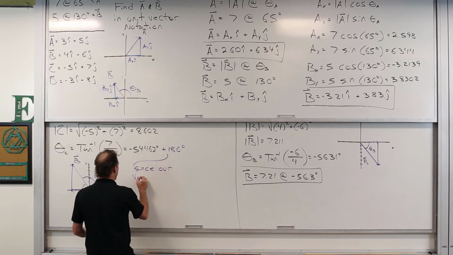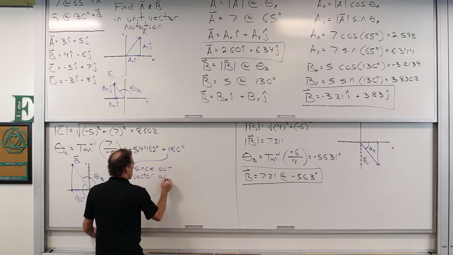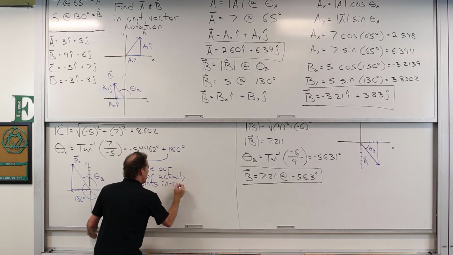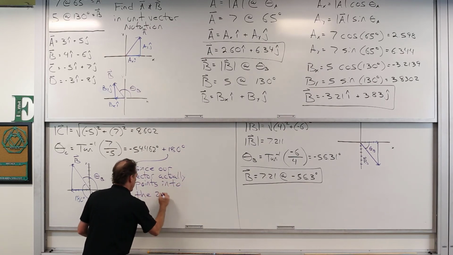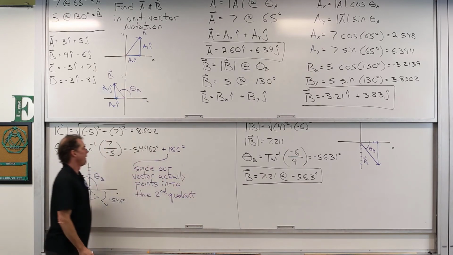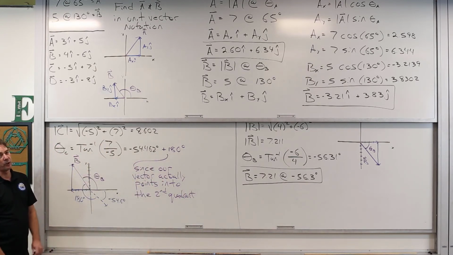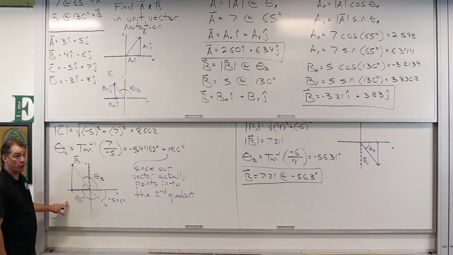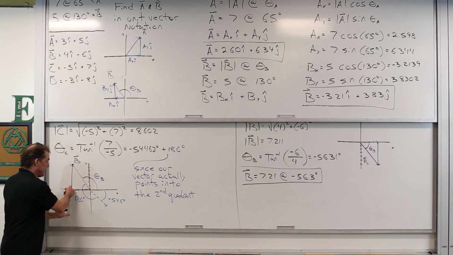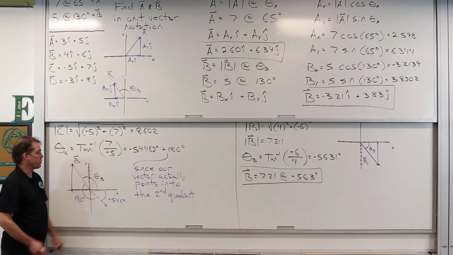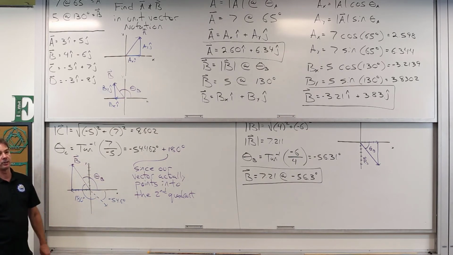Since our vector actually points into the second quadrant. You're using arctangent to figure out the direction of it, and your vector actually points into the second or the third quadrant, where the x component should be negative. Your calculator is going to put you in either the first or the fourth, and you're going to have to add 180 degrees onto it.